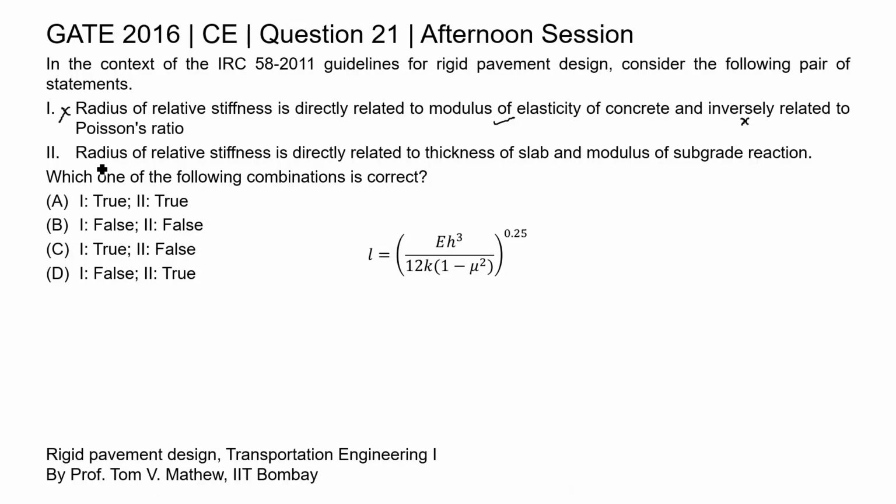Now, second statement, radius of relative stiffness is directly related to thickness of slab. So, we can say yes, it is directly related to thickness of slab. And modulus of subgrade reaction, no, it is inversely proportional to the modulus of subgrade reaction. L is inversely proportional to K. So, this becomes wrong. So, again this second statement also becomes false. So, we can say both statements are false.